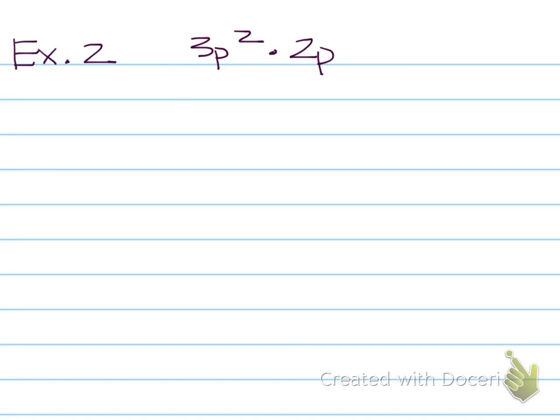Next, we've got 3p squared times 2p. 3 times 2 is 6. P squared times p is going to be p to the 3rd power.